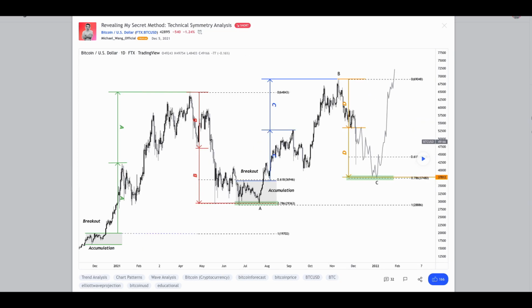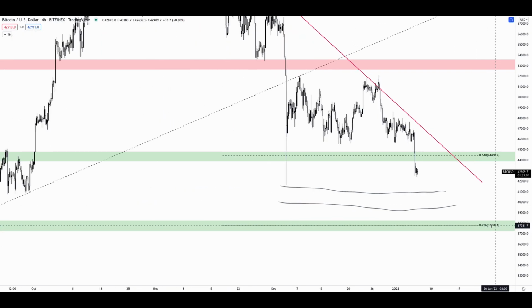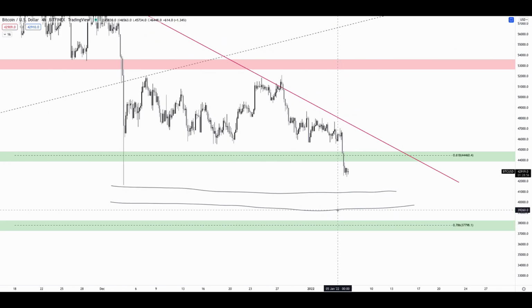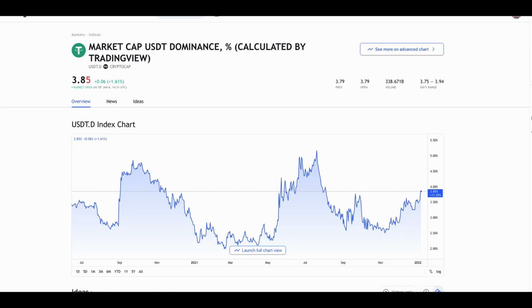So for me, from a market psychology perspective and from the perspective of the technical symmetry analysis as well, I feel like 37.8K makes perfect sense as a place for a bounce, especially because it also aligns with the 0.786 Fibonacci support. Another thing I want to look at also is the Tether dominance chart.